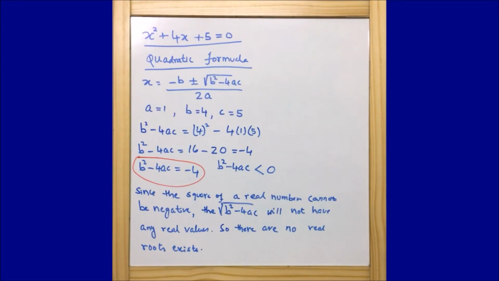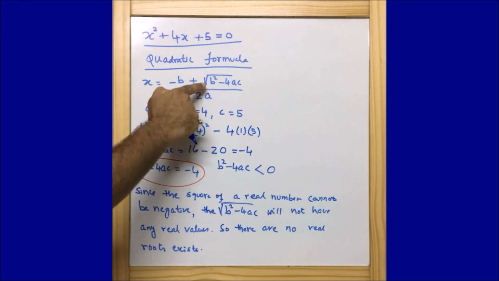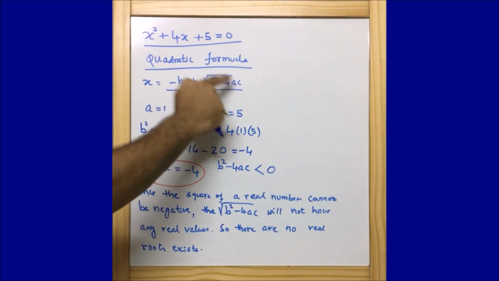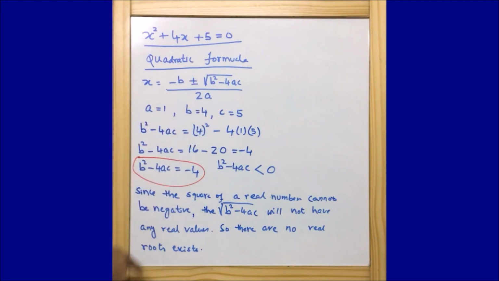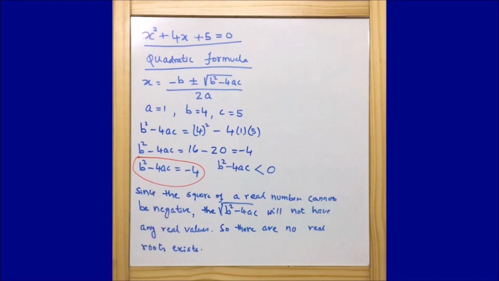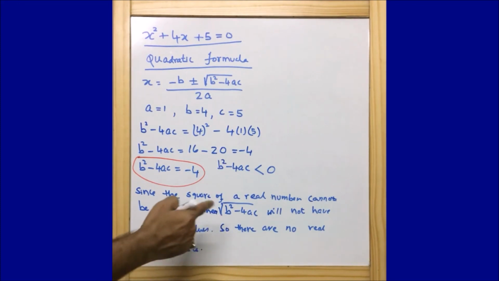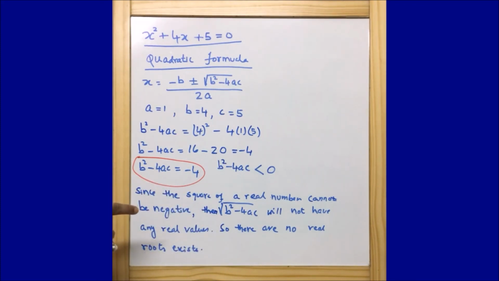Hope guys you understood this, because we got b² - 4ac equal to -4, and ultimately we are going to take the square root of b² - 4ac. So we cannot find the square root of a negative value. For that reason we can say that since the square of a real number cannot be negative, b² - 4ac will not have any real square root. So there are no real roots. Hope guys you understood this.